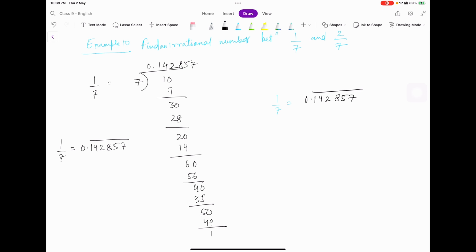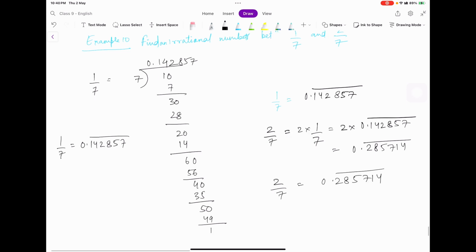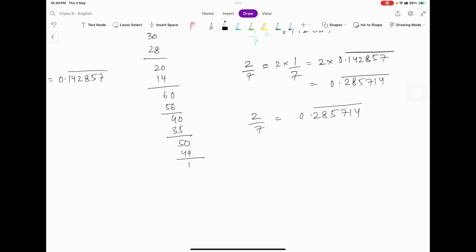This is the expansion. 2 by 7 you can write as 2 into 1 by 7, or not? So you multiply the repeating part by 2. This is 2 by 7, 0.285714. Let me do it again, because a question will come in the exercise, so you need to be clear.